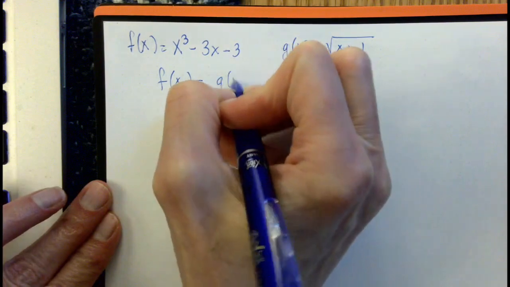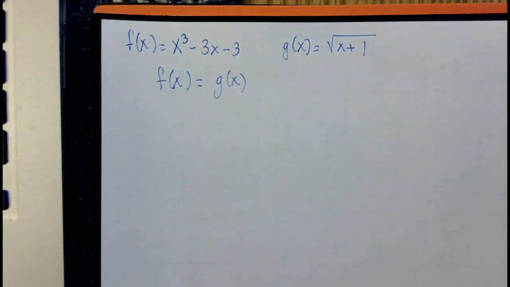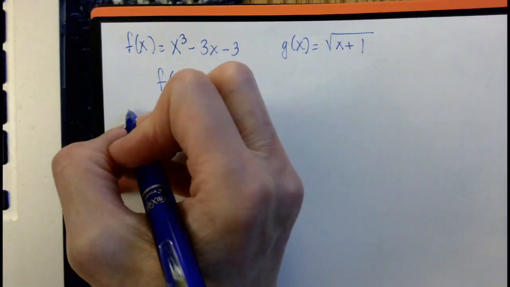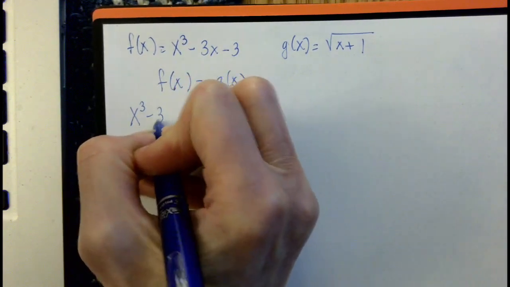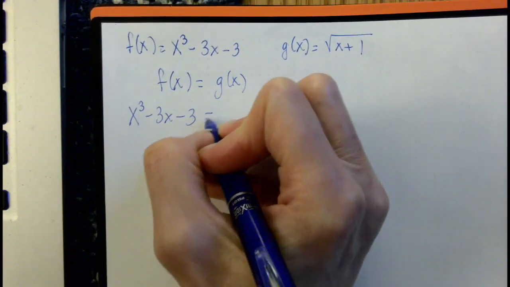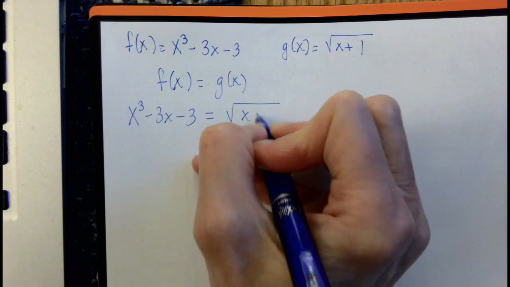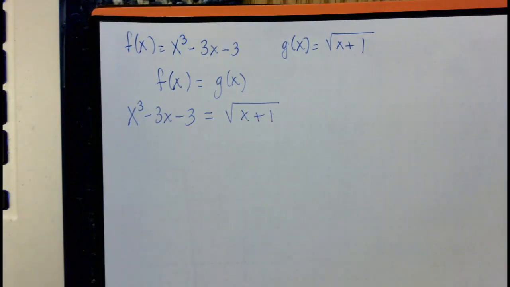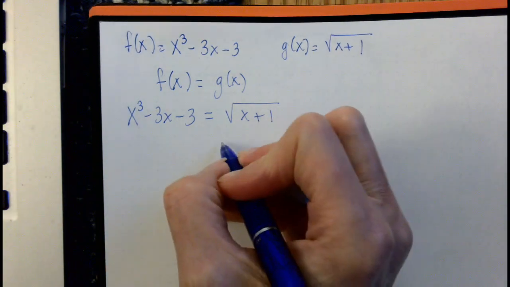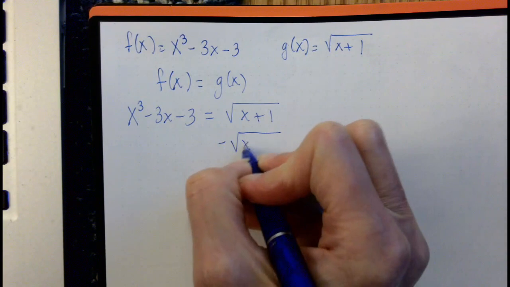equals g of x. And if you think back to how we do these problems, if we fill in f of x, it's x cubed minus 3x minus 3, and it equals the square root of x plus 1. But in order to solve this problem, we want everything to be on the same side of the equal sign. So I'm going to move the square root of x plus 1 over.